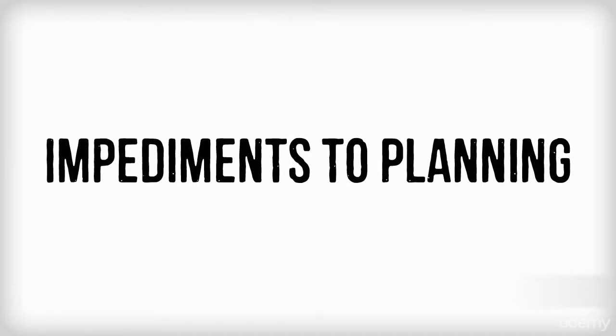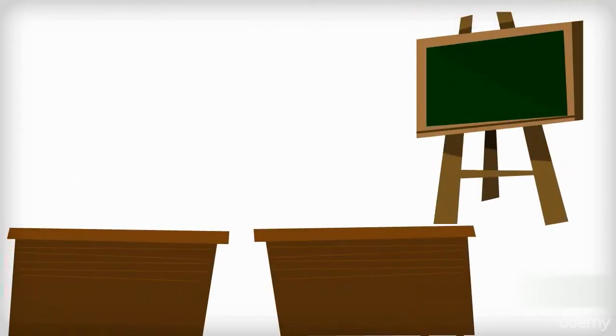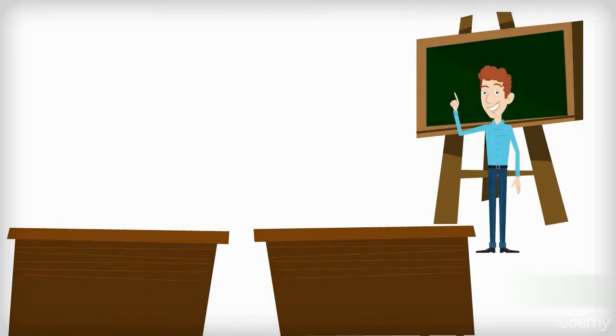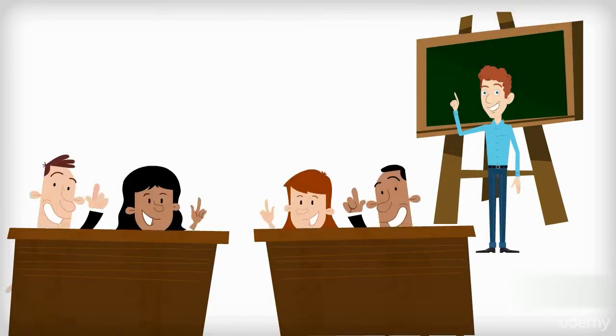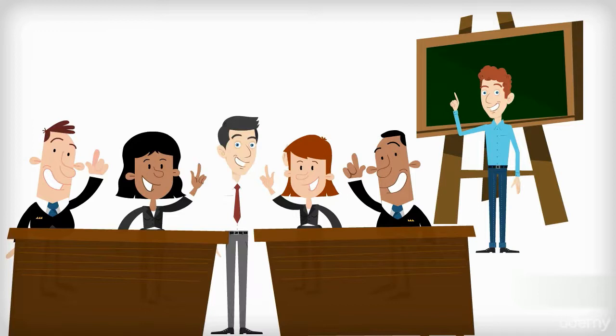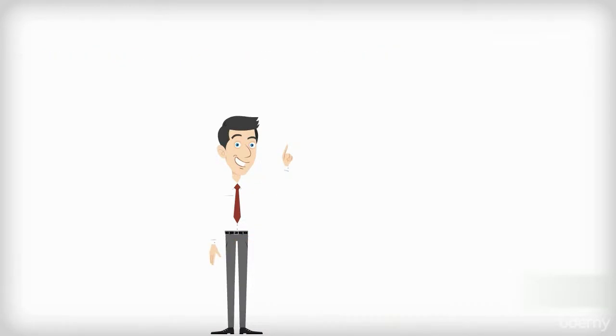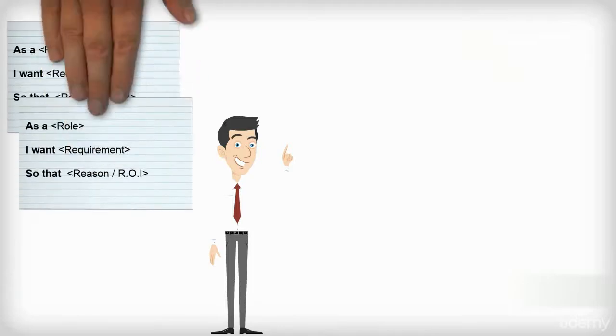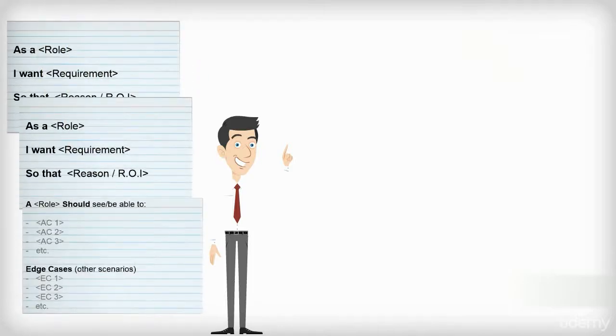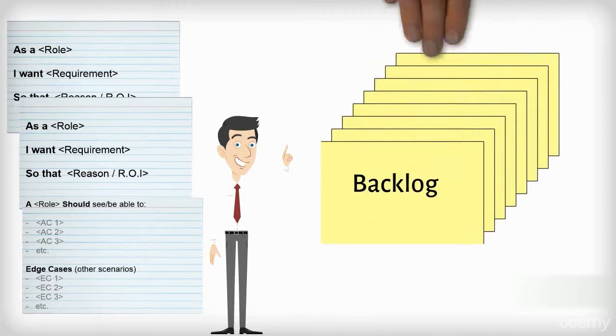Impediments to planning. As described in other chapters, the Scrum Master may need to organize meetings to coordinate the stakeholder and product owner if this is not happening as necessary. This is not a must for the Scrum Master and only happens if lack of requirements is an impediment for the Scrum team. Prior to planning, the product owner's decisions should be translated into user stories with acceptance criteria and prioritized into the backlog.